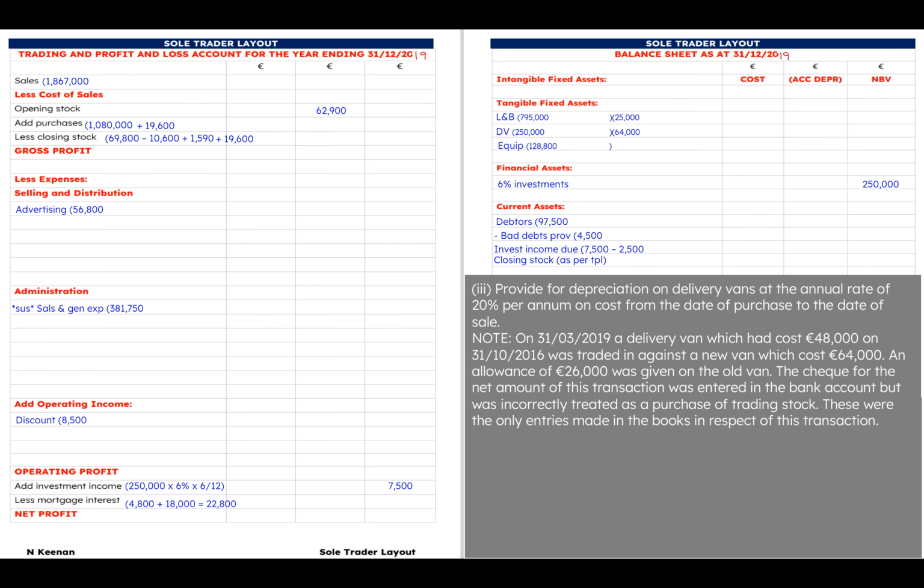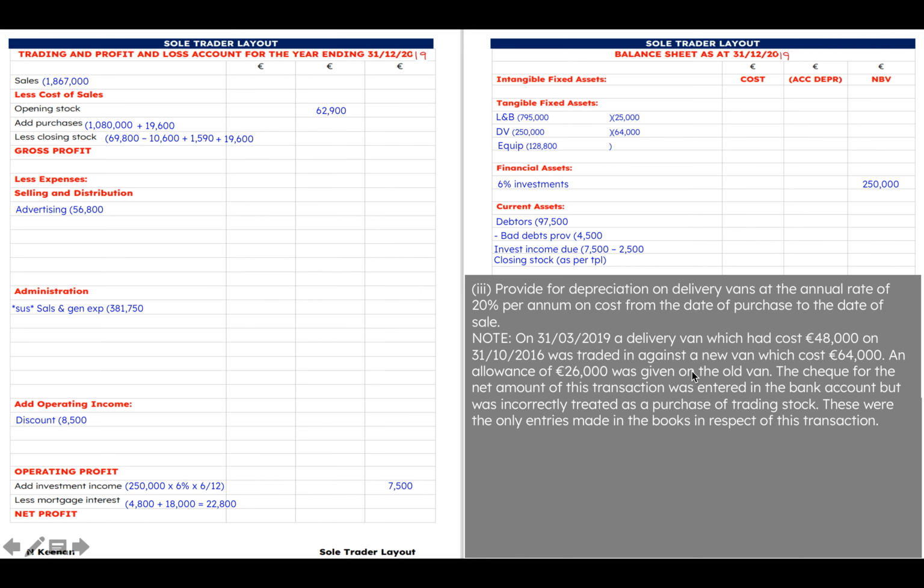So a few things to do here, and it's always worth going over the delivery vans video and the notes there to reinforce it. So let's take a look. We'll fix the purchases first. From reading this, the cheque that the sole trader gave to the car dealership to get the new van was incorrectly treated as a purchase of trading stock. So we need to take it out of purchases. We need to fix it.